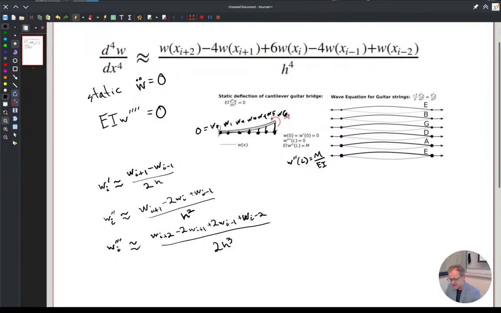All right, so the reason that I'm writing out all these derivatives and then I have this fourth derivative up here is this is going to help us figure out what are the equations that we need to solve for this finite difference method.